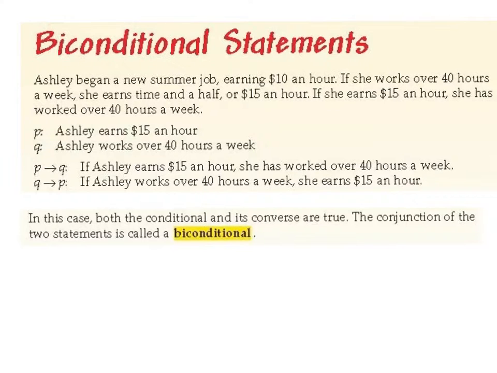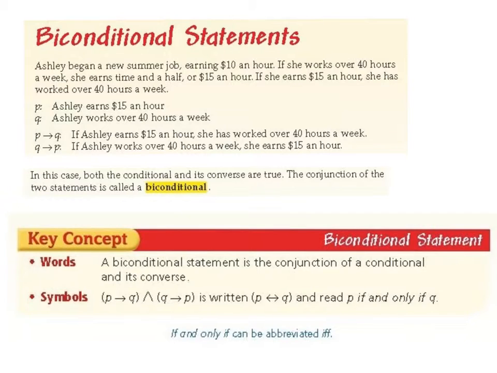The conjunction of the two statements is called a biconditional. Prefix bi, two, conditional. It can go either way. A biconditional statement is the conjunction of a conditional and its converse. It can be written symbolically if P then Q and if Q then P. And it is also written P if and only if Q.